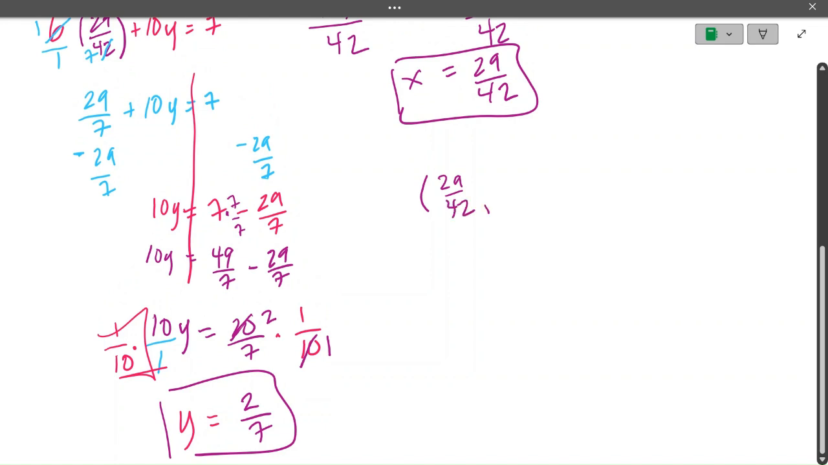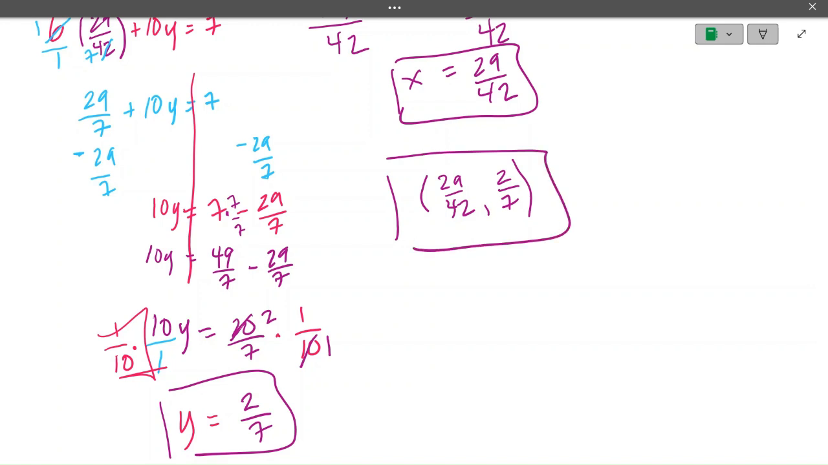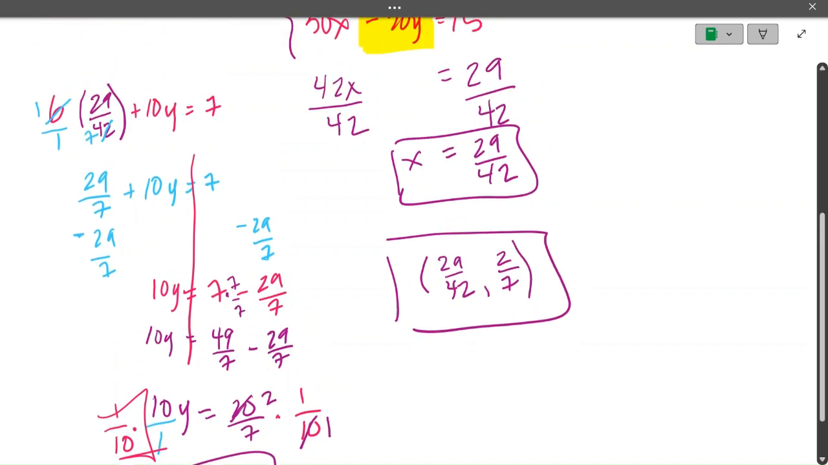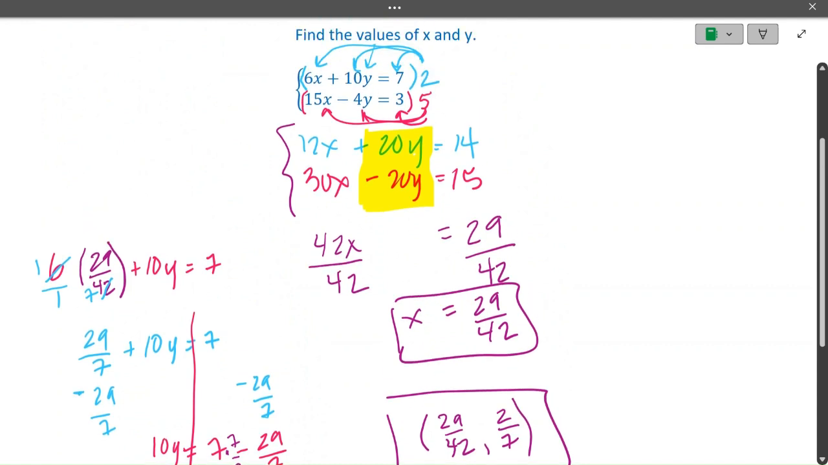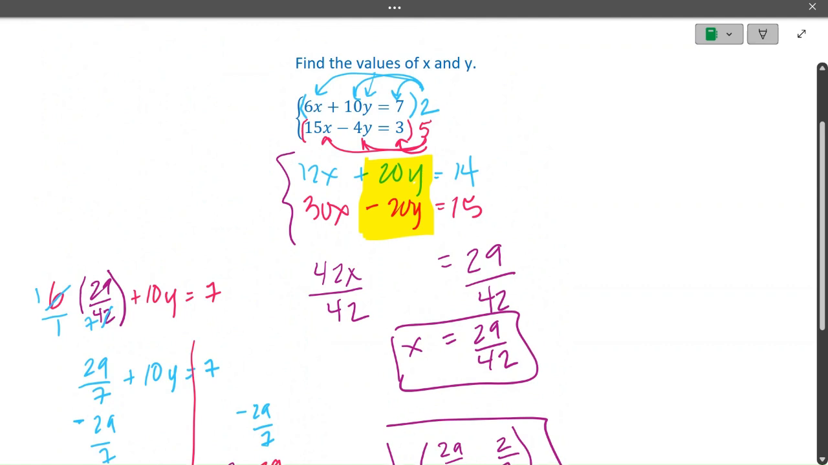If I were to write my solution as a point, these two lines intersect, not in a lovely place, but in a realistic place, at 29/42 and 2/7. That's the exact point that these two lines intersect. So this was a great problem, even though there were a lot of fractions, to practice dealing with unpleasant numbers. So there you have it. That is how you solve a system of equations when your solutions are fractions.